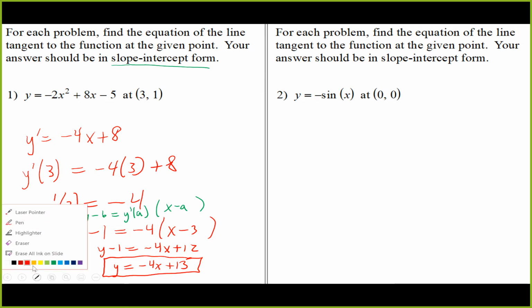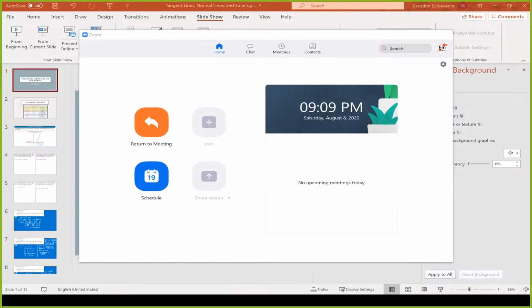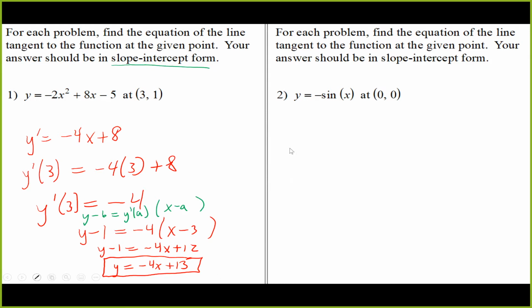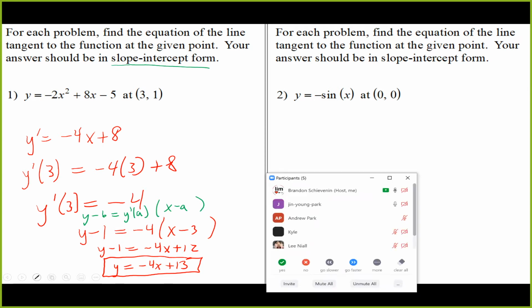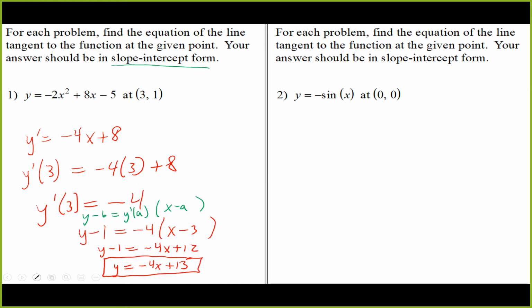So starting with Eric. I want to find the equation of a line that's tangent to this curve, y equals negative sine x at 0, 0. What's the first thing we need to do? It's not showing the problem. Okay, so we're going to need to derive. What happens when I derive? Negative cosine x.